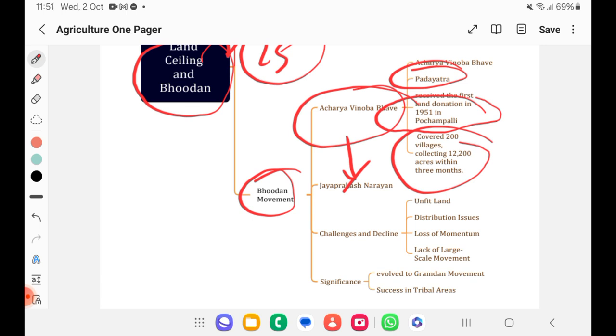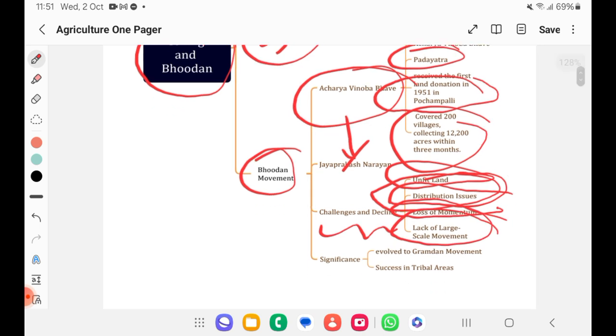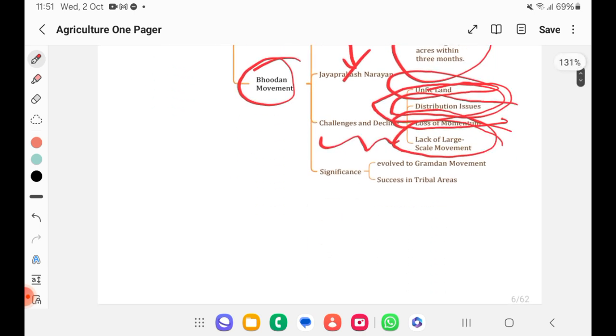He was also involved. But there were challenges in this because most of them were unfit lands. Later, to whom to distribute, how to distribute. So there were distribution issues. Then slowly the momentum was lost. Lack of large-scale movement. However, it has its own significance.